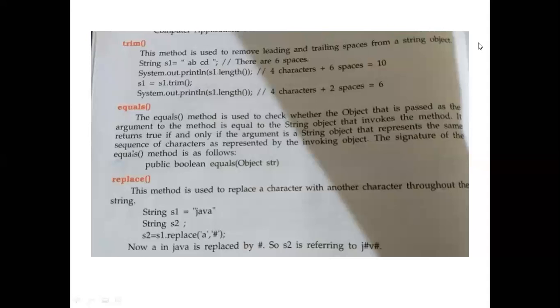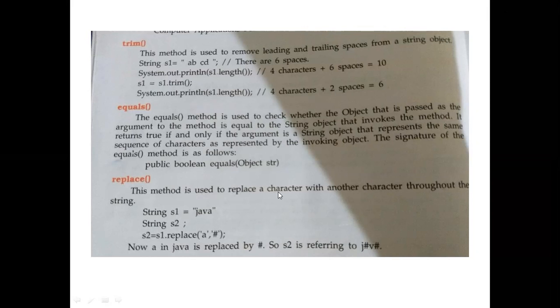Next is the equals function. The equals method is used to check whether the object that is passed as the argument to the method is equal to the string object that invokes the method. It returns true if and only if the argument is a string object that represents the same sequence of characters as represented by the invoking object. The signature of the equals method is as follows: public boolean equals, अंदर में argument देना है object string.